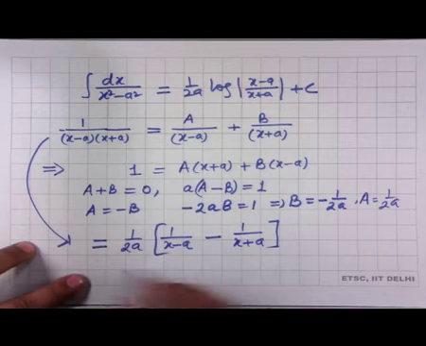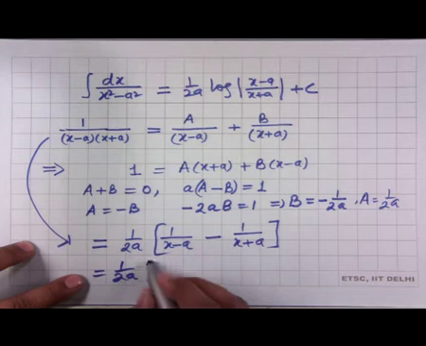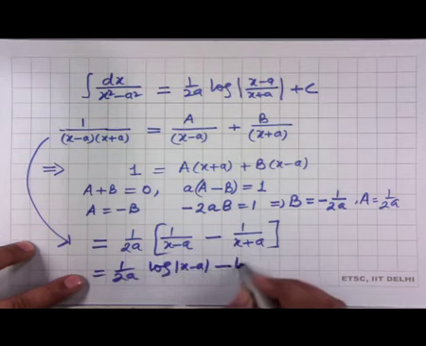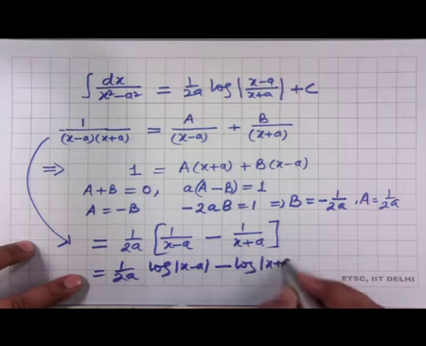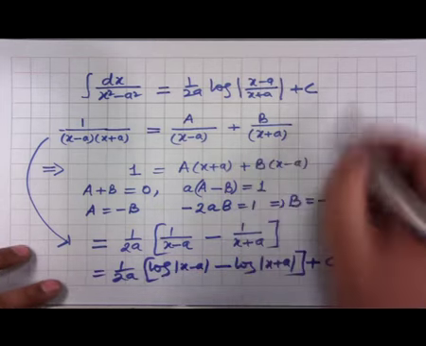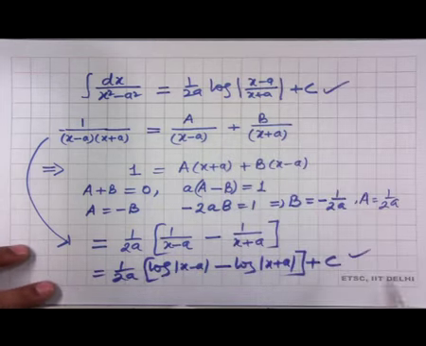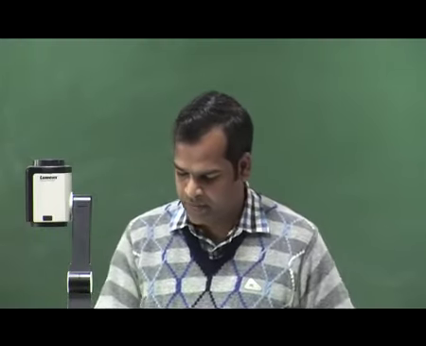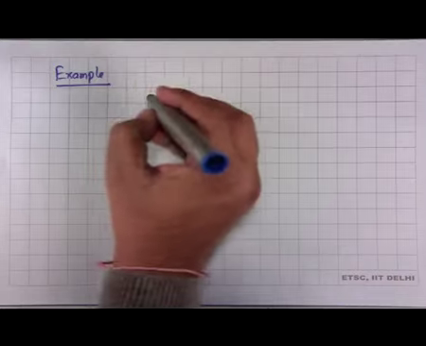Now, you can easily write this as 1 by 2a, logarithm of mod (x - a) minus logarithm of mod (x + a), and then plus a constant c. So, log of m minus log of n is the same as log of m by n, and therefore, we will reach the same formula. So, we will give you another example here.